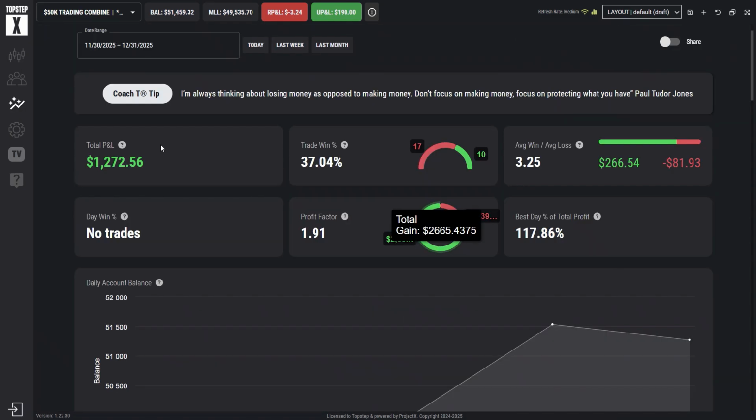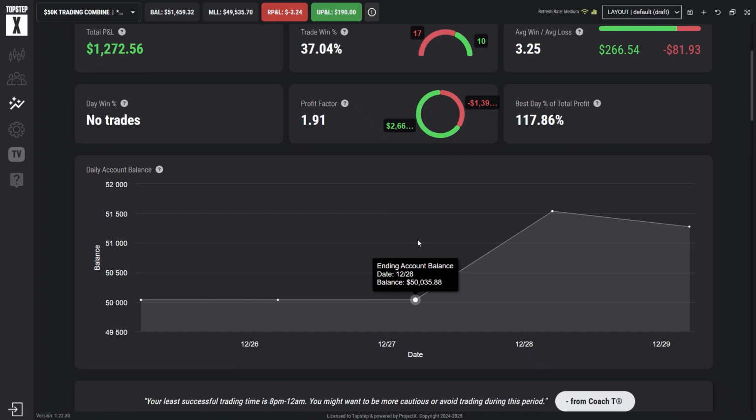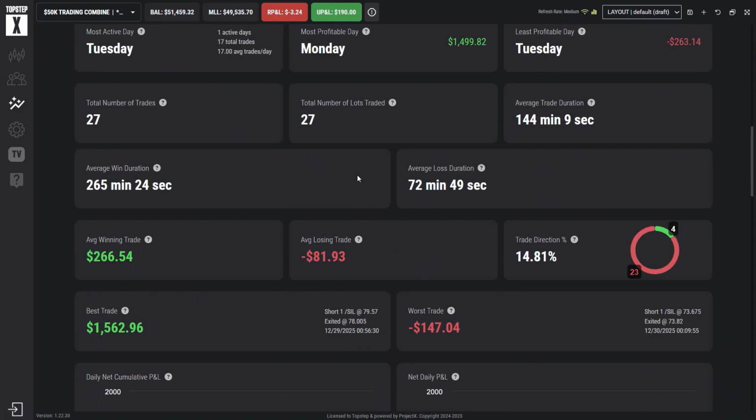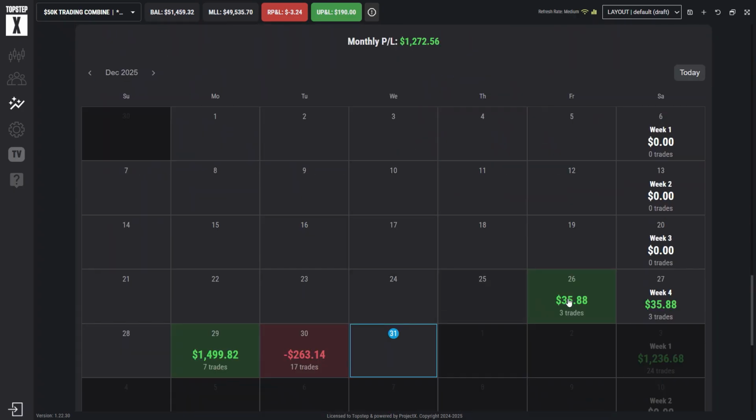So this is the performance log. My total P&L is right here, a little over $1,200. Again, the starting balance was $50,000. And I opened this account this past Friday. So if I scroll down, here's all the stats for the past 3 days of trading, including today. And down here is the current P&L for the month. So last Friday, December 26th, is when I started.